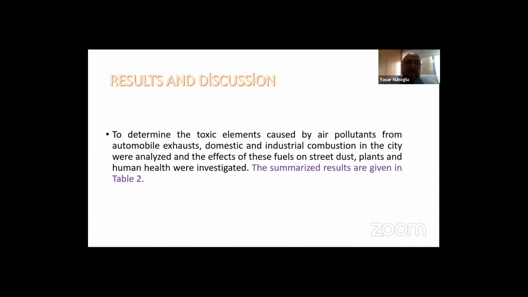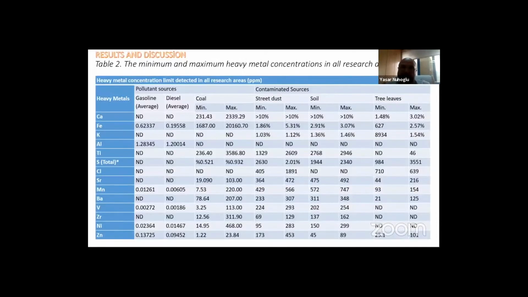Results and discussion. To determine the toxic elements caused by the air pollutants from automobile exhaust, domestic and industrial combustion in the city were analyzed, and the effect of those fuels on city dust, plant and human health were investigated. These summary results are given in the table. Heavy metal concentration, pollutant sources, and contaminant sources.